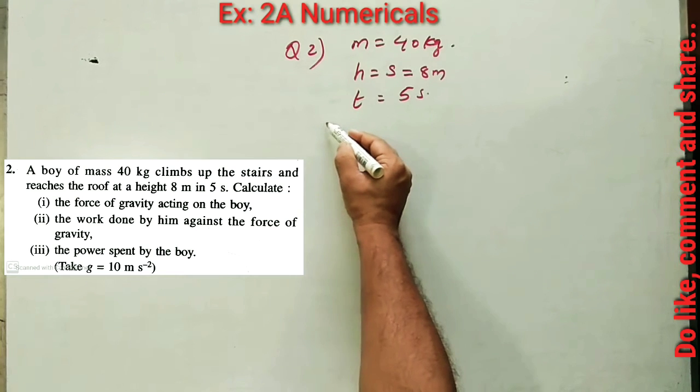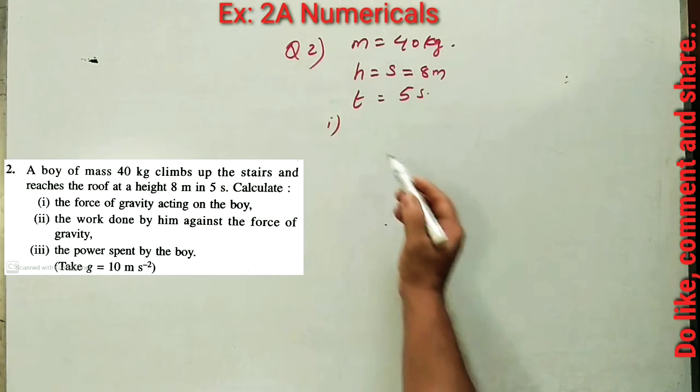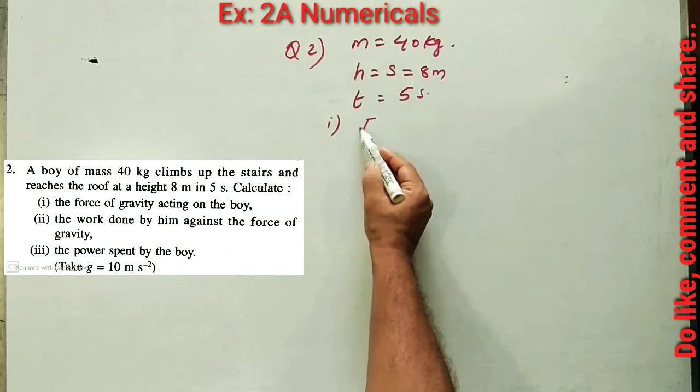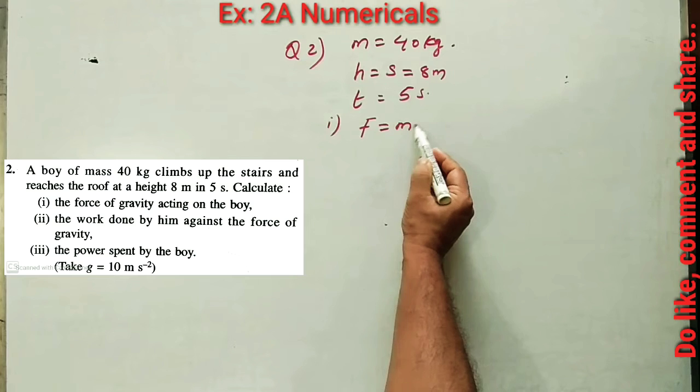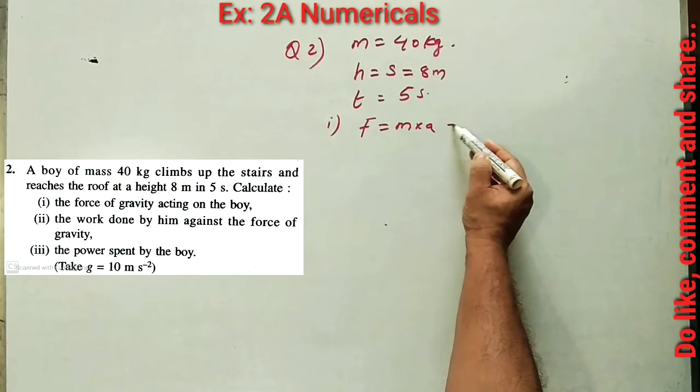The first part. What do you have to calculate here? The force of gravity acting on the body. So remember the formula for force. Force is equal to mass into acceleration due to gravity. Since the boy is going up, a will be replaced by g.